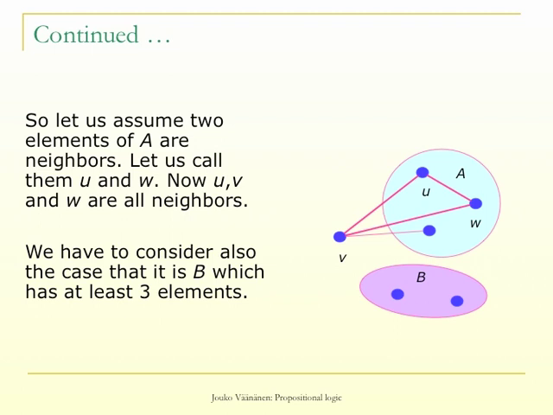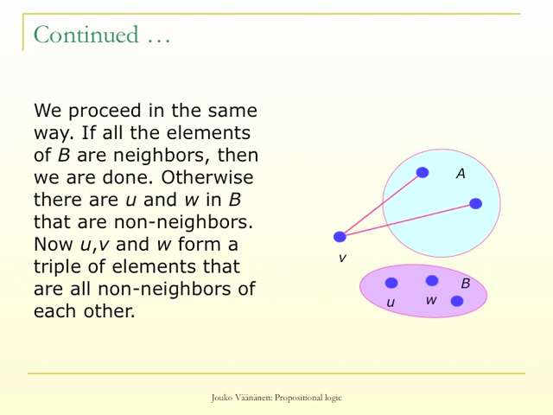We have to consider also the case that it is B which has at least 3 elements. We proceed in the same way. If all the elements of B are neighbors, then we are done. Otherwise there are U and W in B that are non-neighbors. Now U, V and W form a triple of elements that are all non-neighbors of each other.